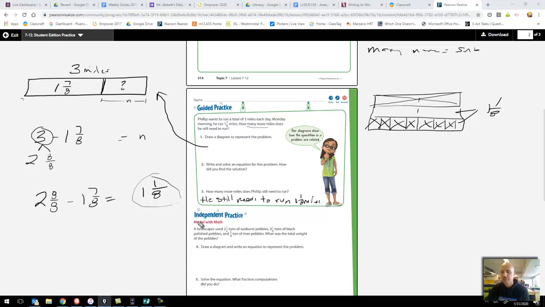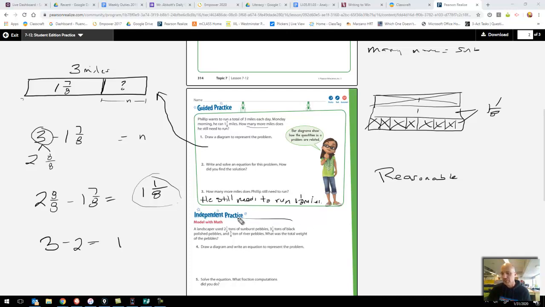Period. Awesome. Now, the last step for us is to ask ourselves, is this answer a reasonable one? Does it make sense? The best way we can do that is by rounding and estimating and thinking. 1 and 7/8 is almost like 2. So I'm basically saying 3 miles, and I'm saying this is almost like 2 miles, and I'm going to get something like 1 mile left over. My answer was 1 and 1/8. Yep, it's reasonable. Sounds about right.